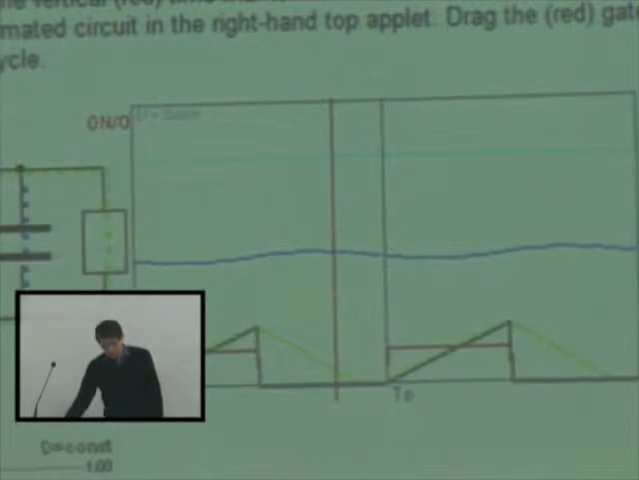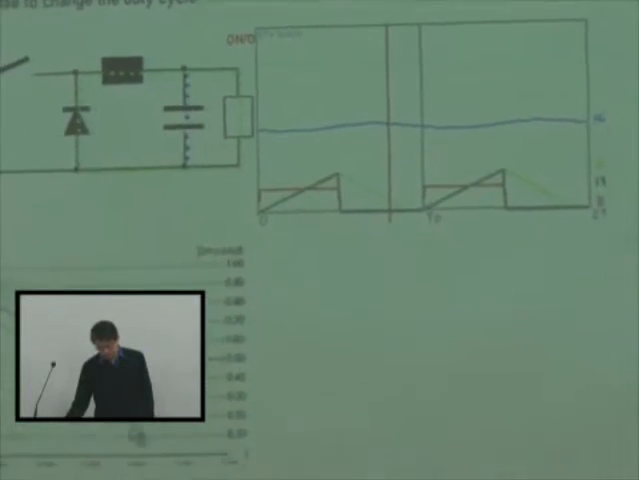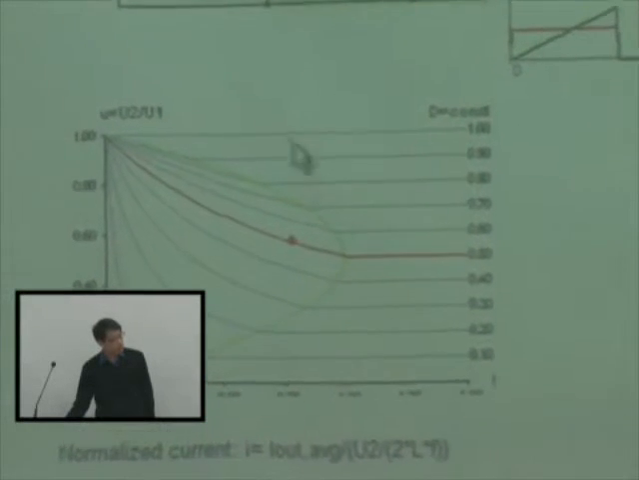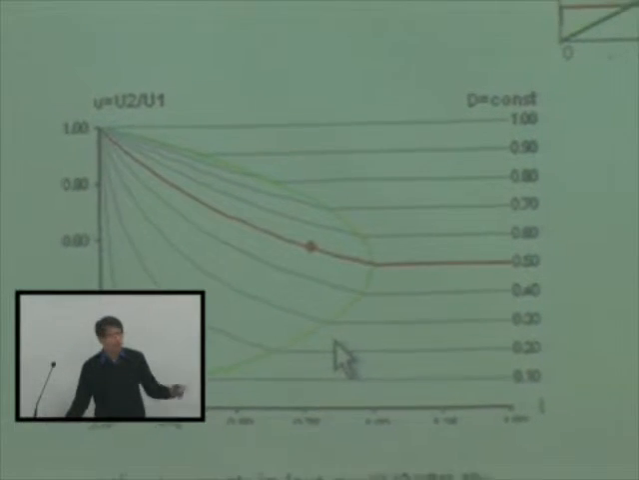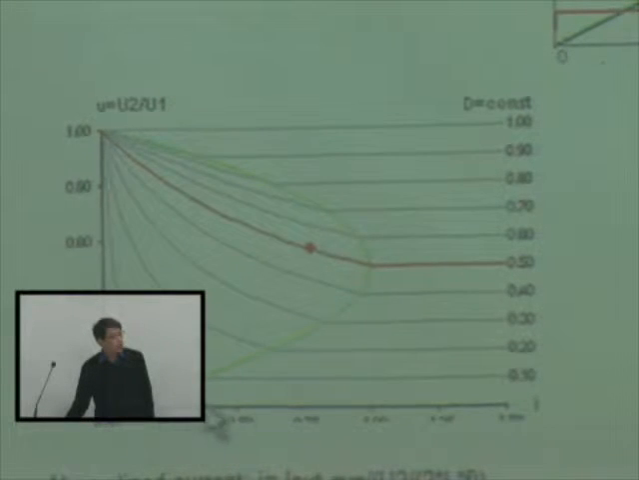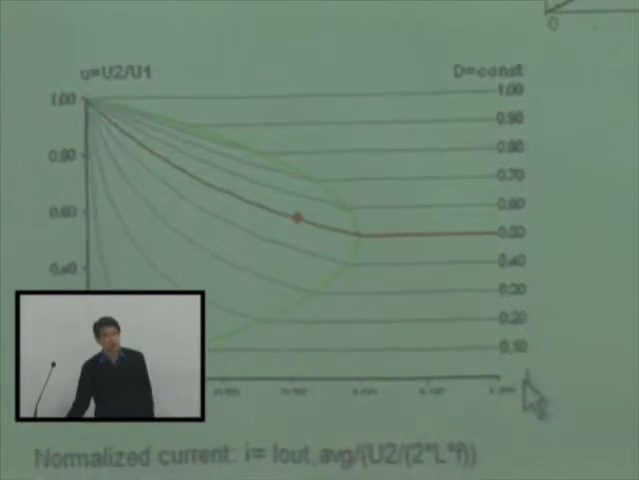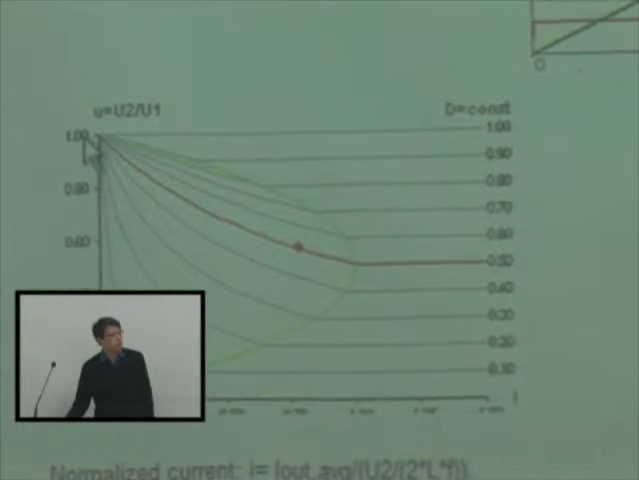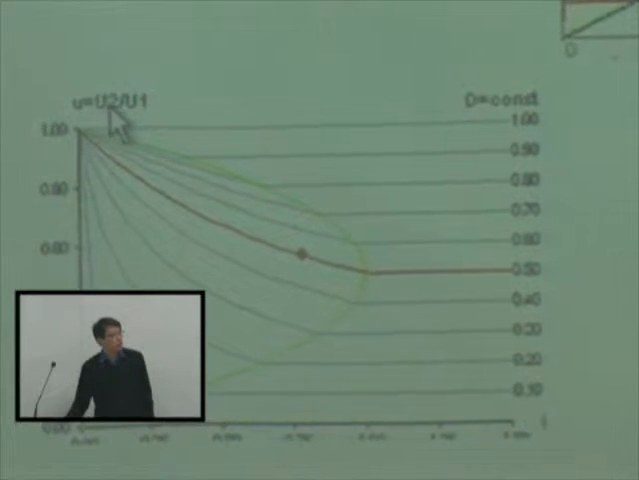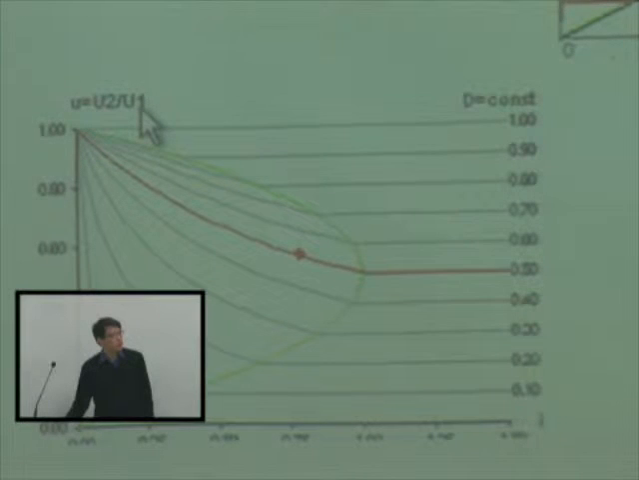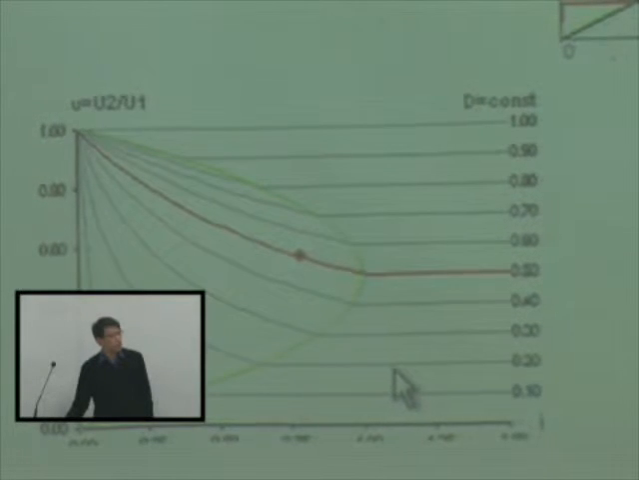Now I have another animation of this. Now this graph is exactly the same as I have drawn just before. The x-axis represents the average load current, and the y-axis represents U2 divided by U1, so V output divided by V1, and this is duty. You obviously notice that this is similar to what I have drawn just before. And if I move this, what's going to happen now?